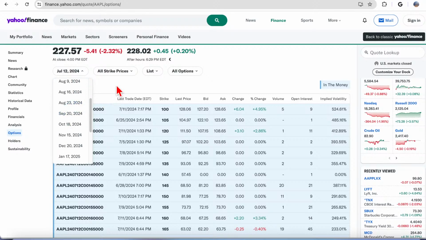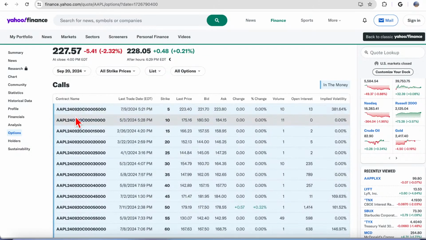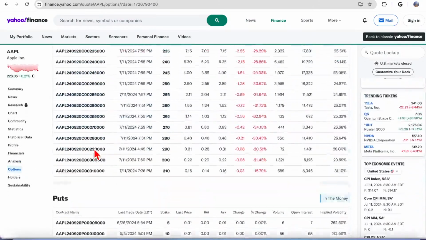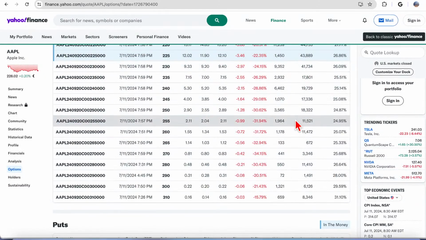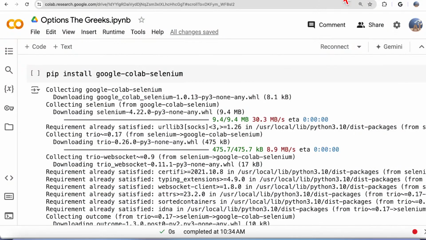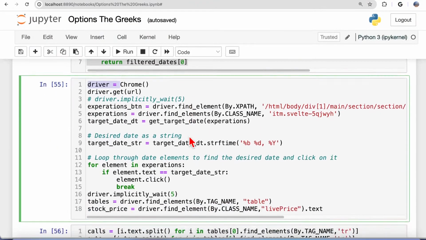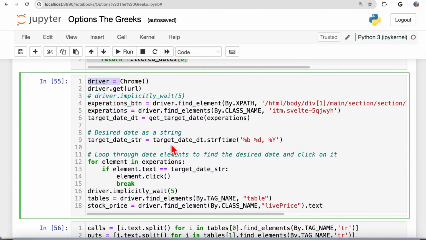So basically what I'm trying to do here with my Python script, I want to automate the stuff. I want to choose September 20th. I want to click here, and I want to gather this information. You see? So that's what's going on here. So then here I want to get this information.